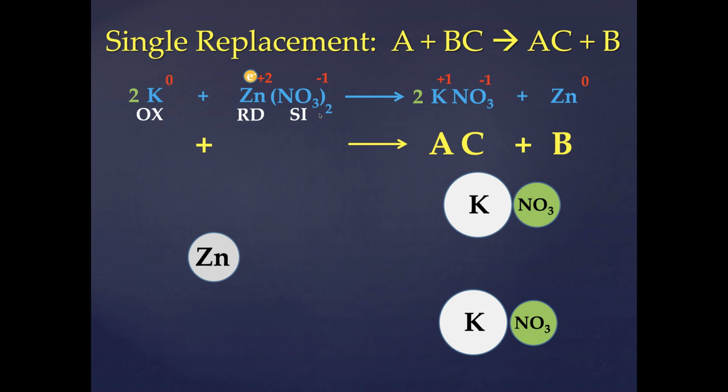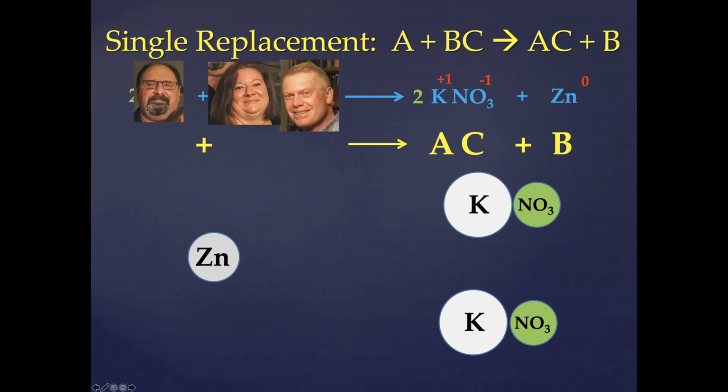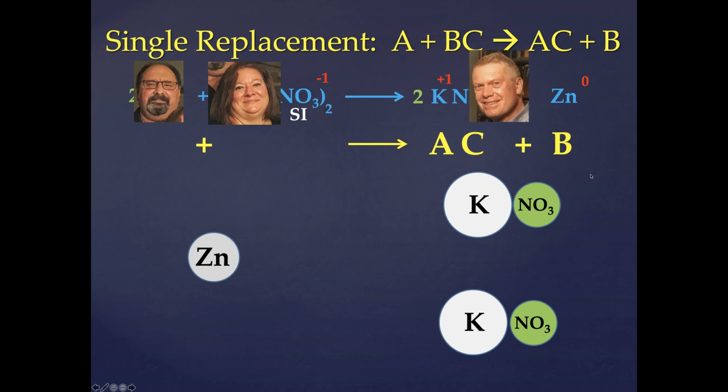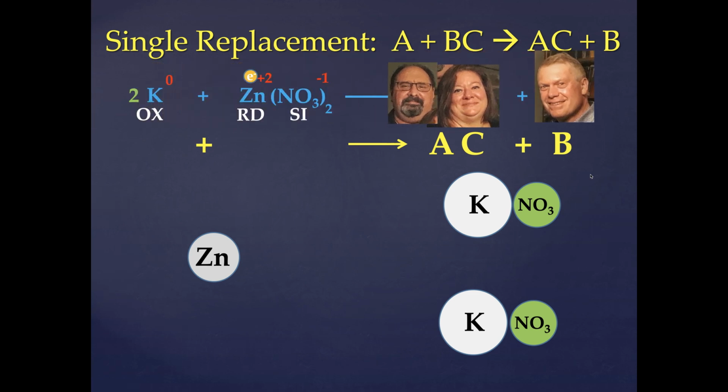Now, this is a little bit more complicated than the previous two reactions, although it is a combination of both. In order for one to end up with the other, then somebody else has to get the boot. So, bye. Hello. So, there has to be a breakup before there can be a new relationship. That is single replacement.